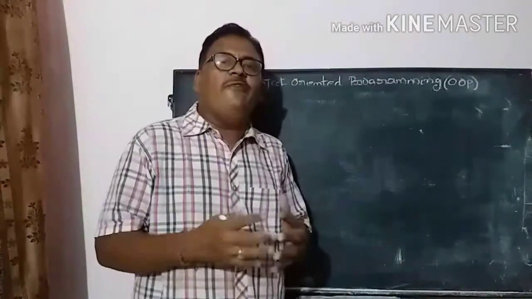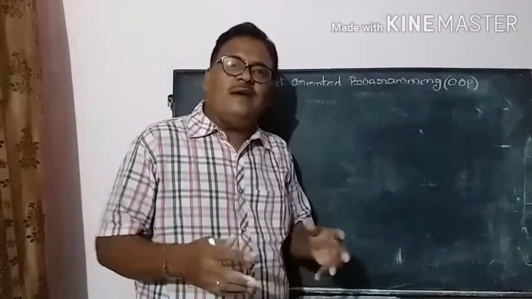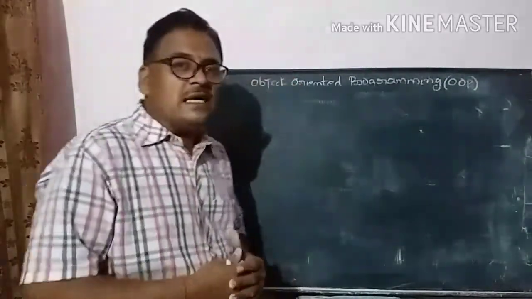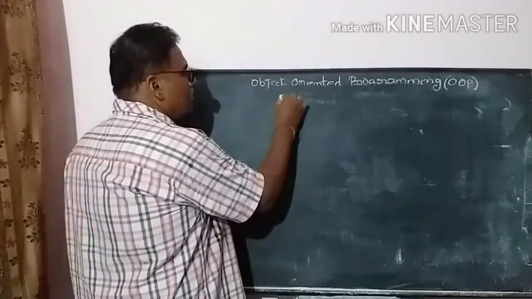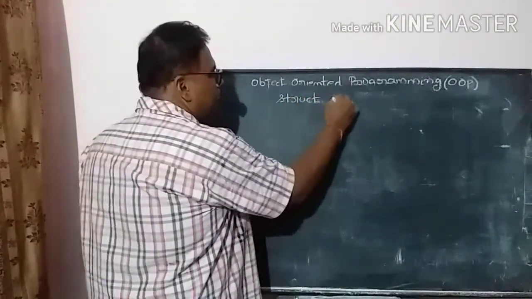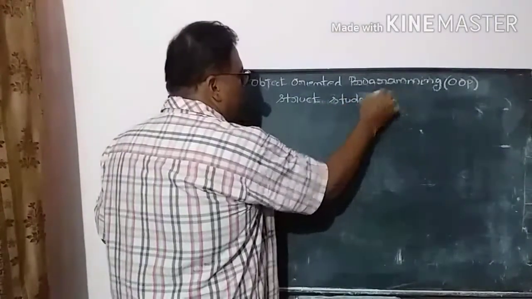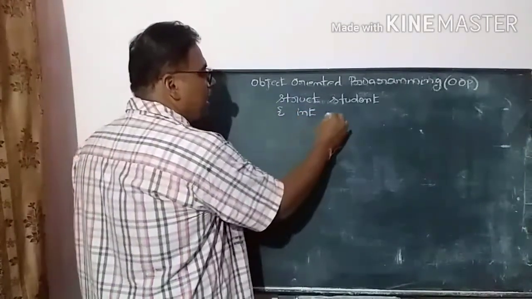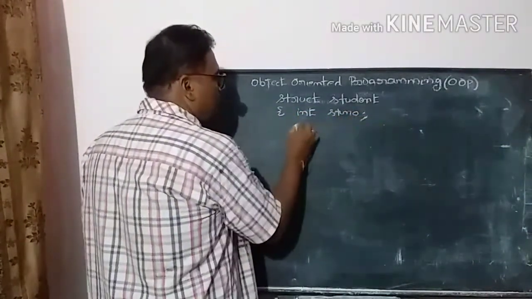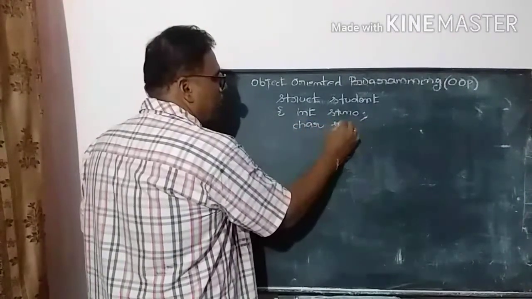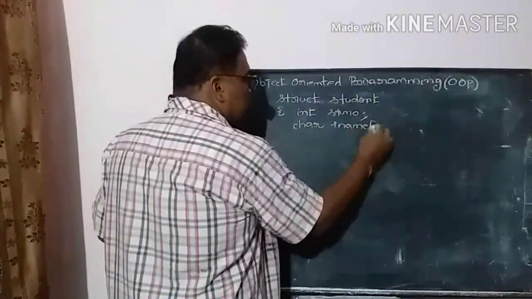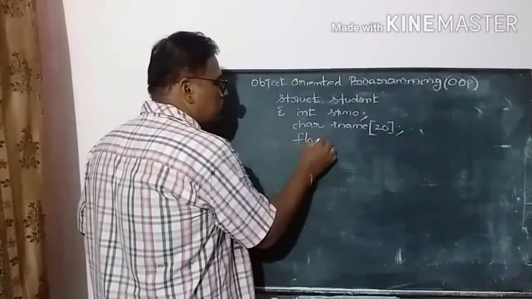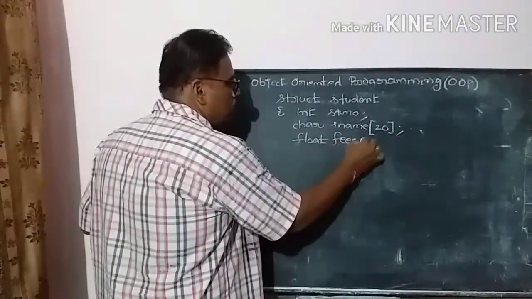Structures are user defined data types. How can we define structures and how can we use structures in C programming? Let us discuss with an example. Here, struct student. These are data items: int stu number, char sname, this is a string or character type array, float fees.